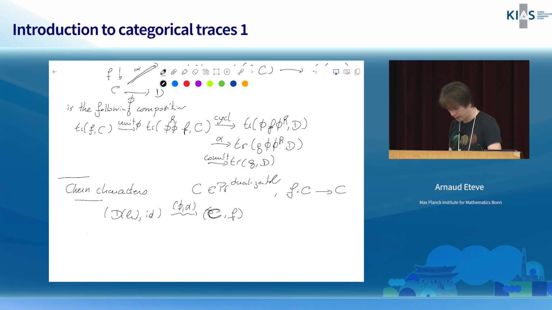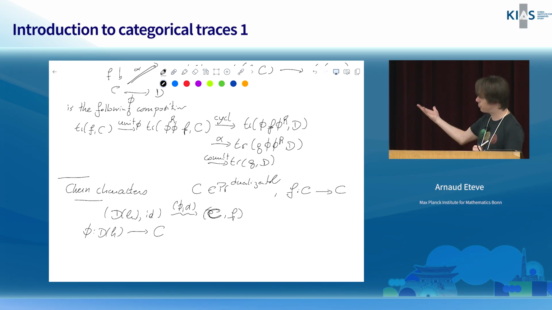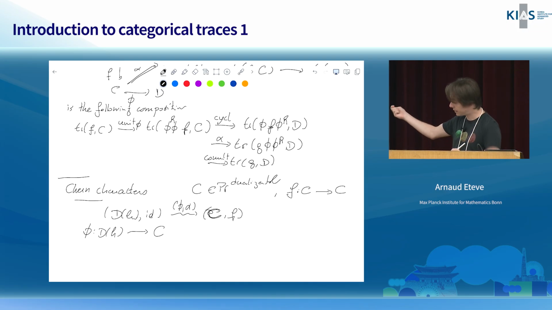All right? And so let's just unravel what this data means. So phi is a functor from D of K to C. And so since we're in the category of K-linear categories, this is just the data of an object small c in C.